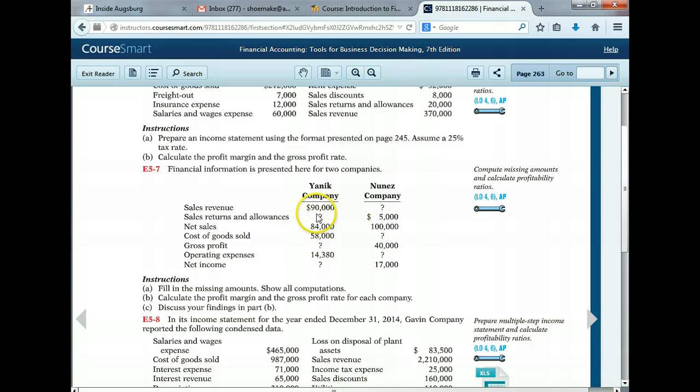If our net sales are 84 and our cost of goods sold here is 58, then our gross profit is the difference, or 26. Then if our gross profit is 26 and our operating expenses are 14,380, then that means our net income needed to be 11,620. Am I getting the numbers fairly right?